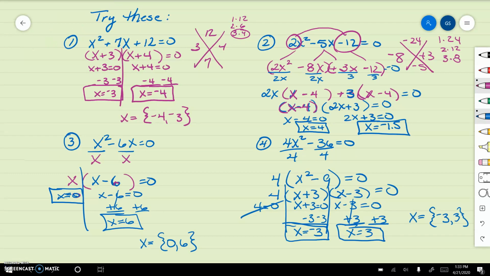Okay, here are all 4 problems worked out. So check your work, see how you did. Got a little messy in here. I should have left myself more room, but you should be okay figuring this out. There you go. Boom, boom, boom, boom.